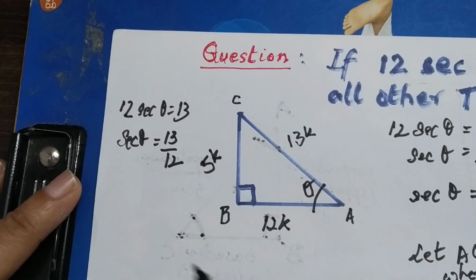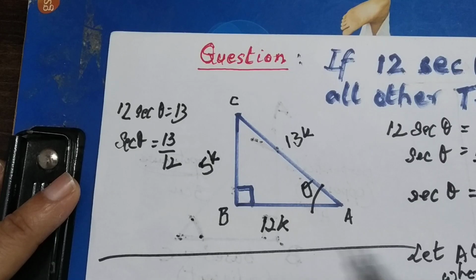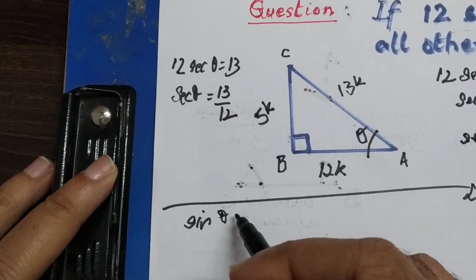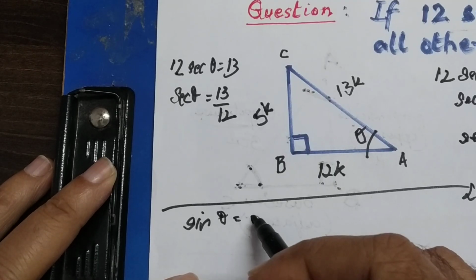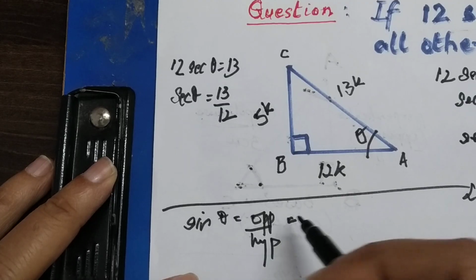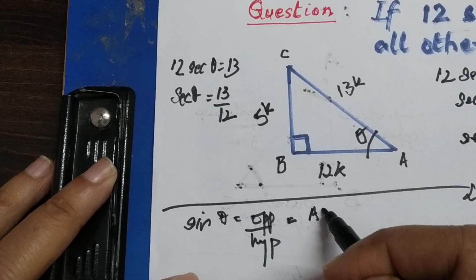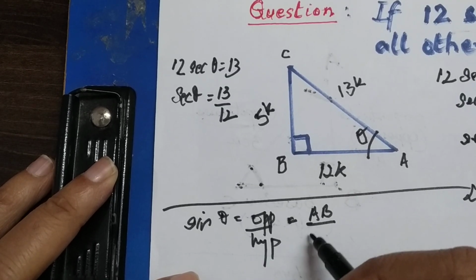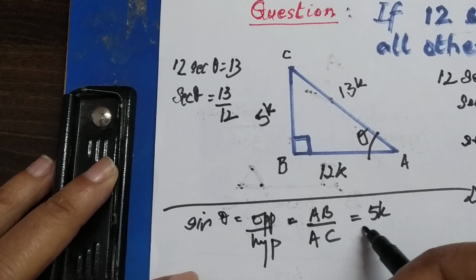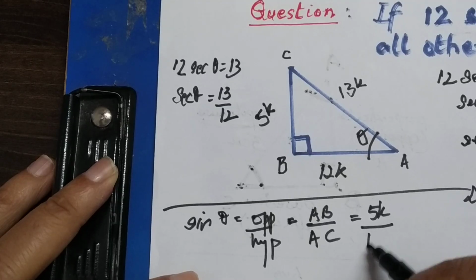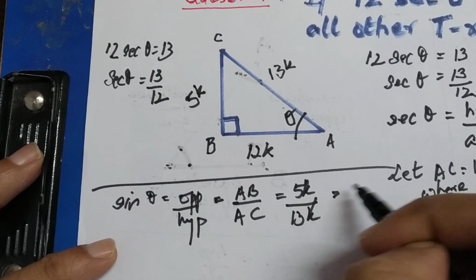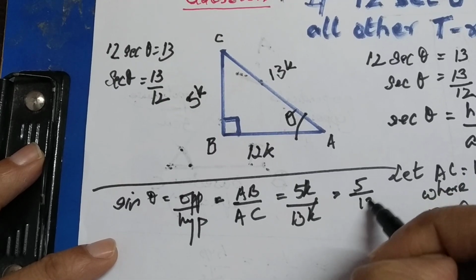Now we need to find out all the trigonometric ratios. So let's start with sine. Sine theta is opposite by hypotenuse, which is BC by AC. We know what BC is, BC is 5k, AC is 13k, right? K and K get cancelled, and finally you have 5 by 13. So that is sine.